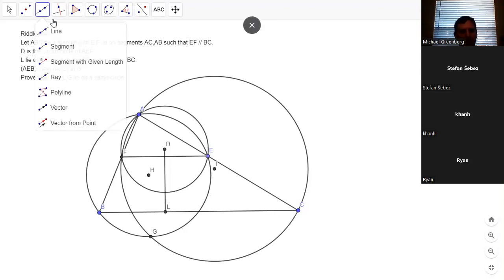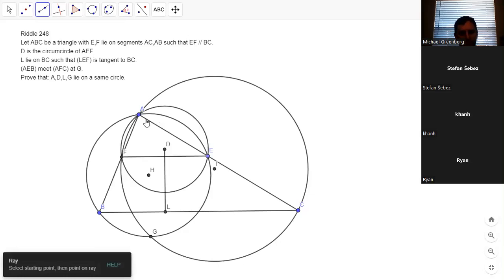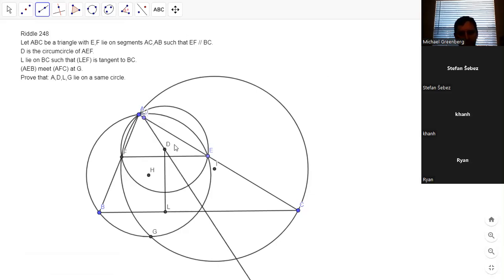So basically another way to say AG is the median line. AD is the median line. AG is the median line of triangle ABC. Yeah. Okay.